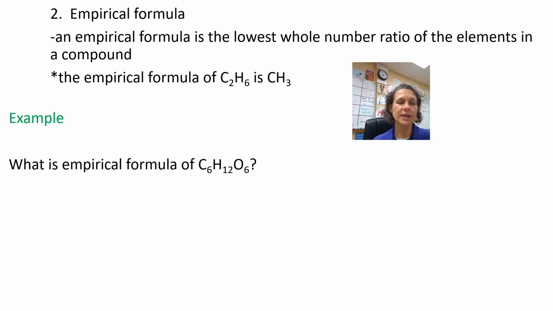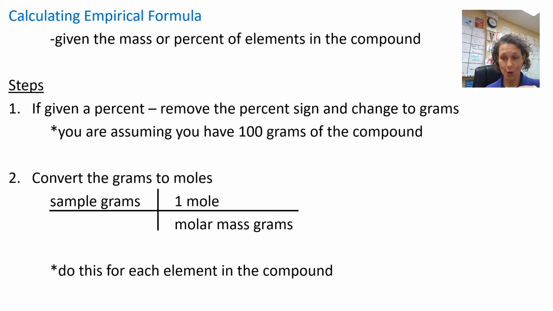And then our example, what is the empirical formula of C6H12O6? All of those numbers are divisible by 6. Evenly divisible. You want to get whole numbers here. Evenly divisible, so you'd have CH2O.